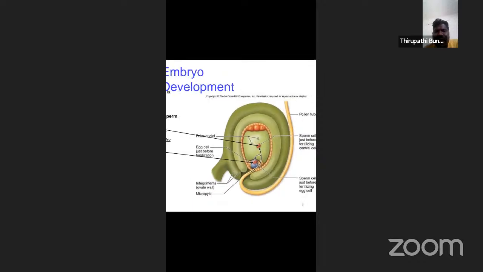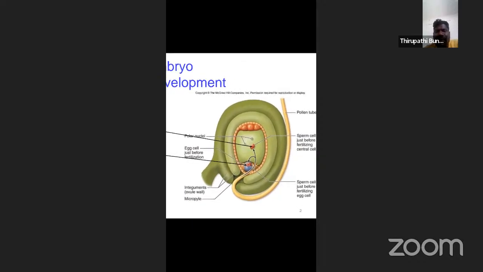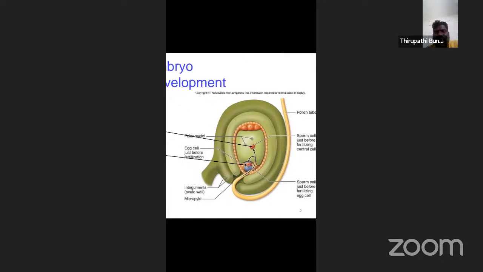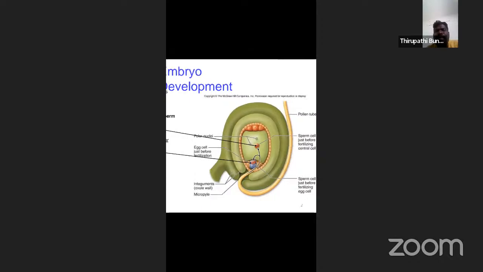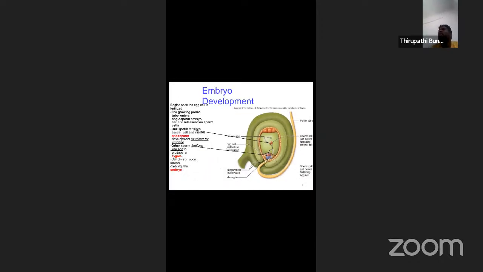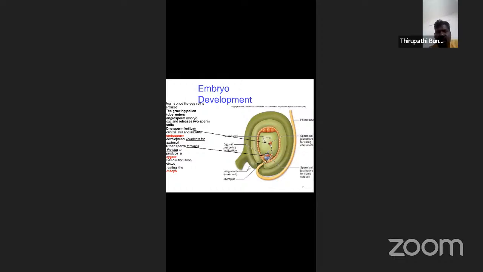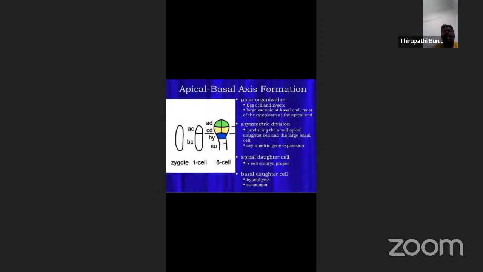This is the embryo sac. All parts we know: polar nuclei, antipodal cells on the upper side, and the micropylar region on the lower side. The surrounding integuments are the ovule walls. This yellow tube-like structure is the pollen tube. This is the whole structure of the embryo and embryo sac. This is the formation of the apical cell, the polar organization of the egg cell.